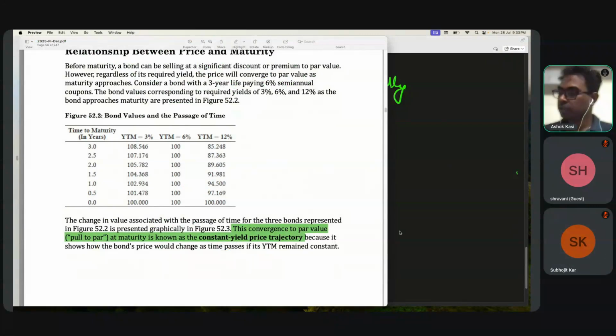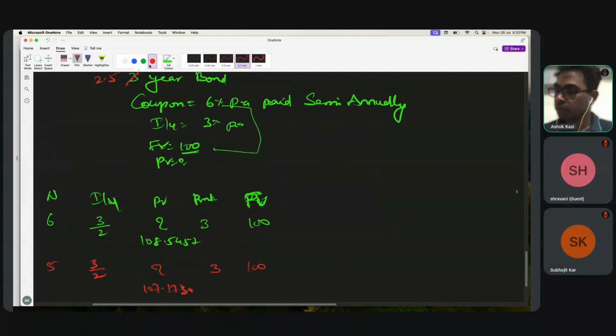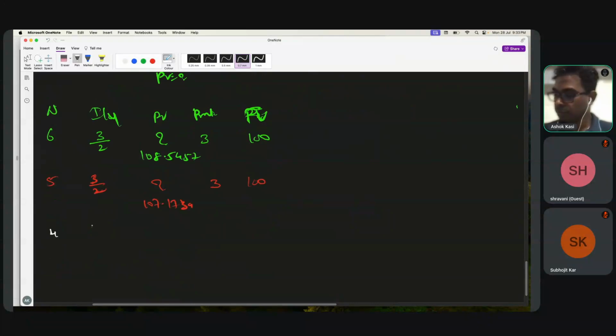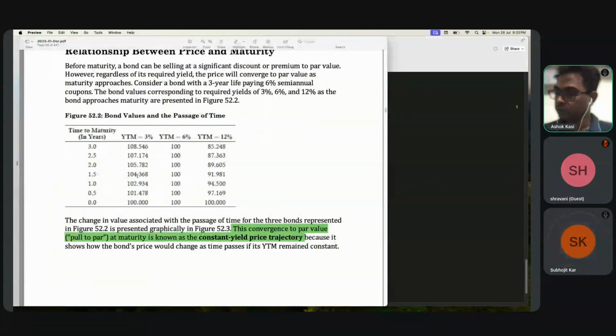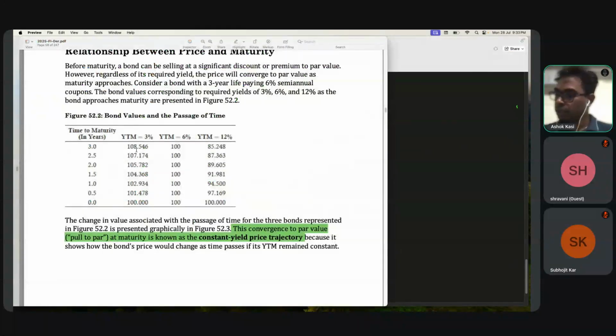Like this, as the time passes on, now instead of 2.5, let's say 2 years are left. Then N will become 4, and IY 1.5. Now what is the present value? 105.7815, so 105.782. Like this, it will keep on going, and finally it reaches 100. Later at home, you can practice all this.